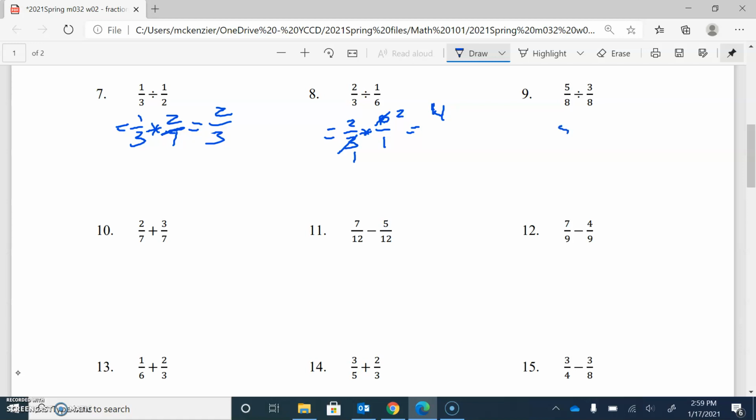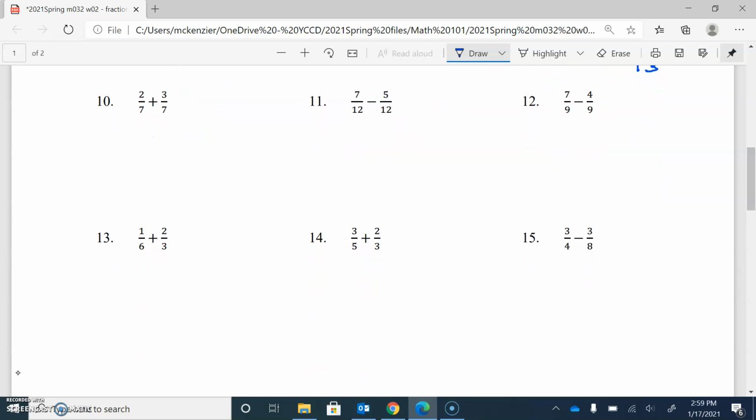For problem number 9, 5/8 times 8/3, and then the 8s cancel, so we get 5/3. Or if you wanted to as a mixed number, that's 1 and 2/3, but remember that's optional.